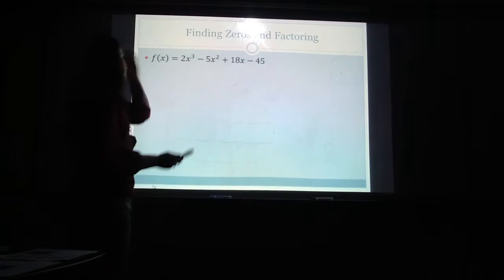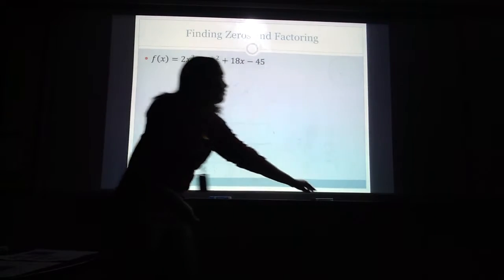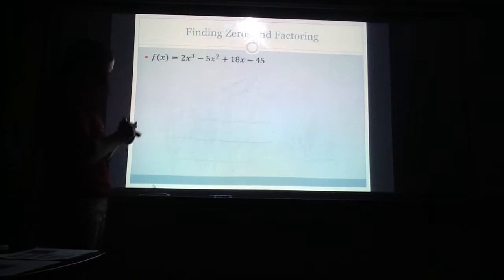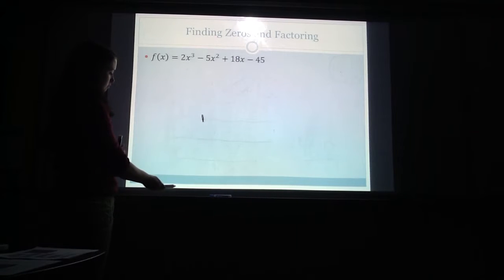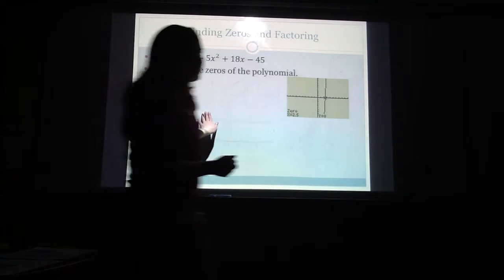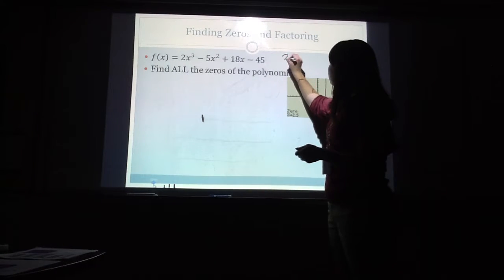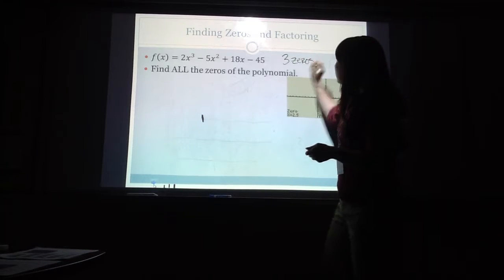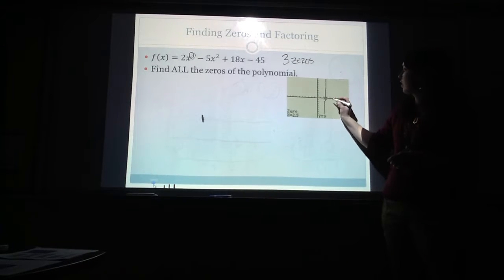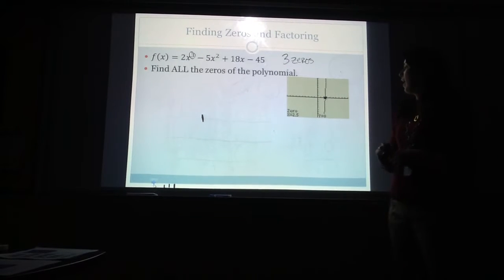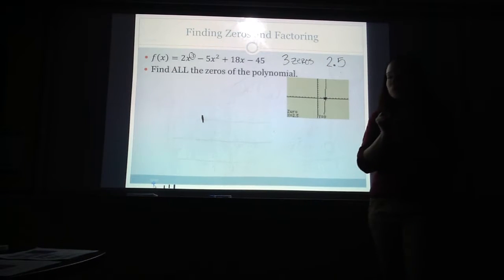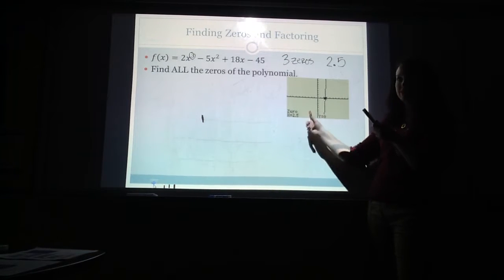Okay, let's try this one. 2x to the third minus 5x squared plus 18x minus 45. We start by graphing it. So put this in your graphing calculator. There we go. And you're looking for a 0. We know we should have 3 zeros because it's a third degree polynomial. So we're looking for 3 zeros, but when you put that in your graphing calculator, we only see 1 at 2.5. So I need 2 more zeros. The other ones must be imaginary zeros because I don't see them show up on my graph.